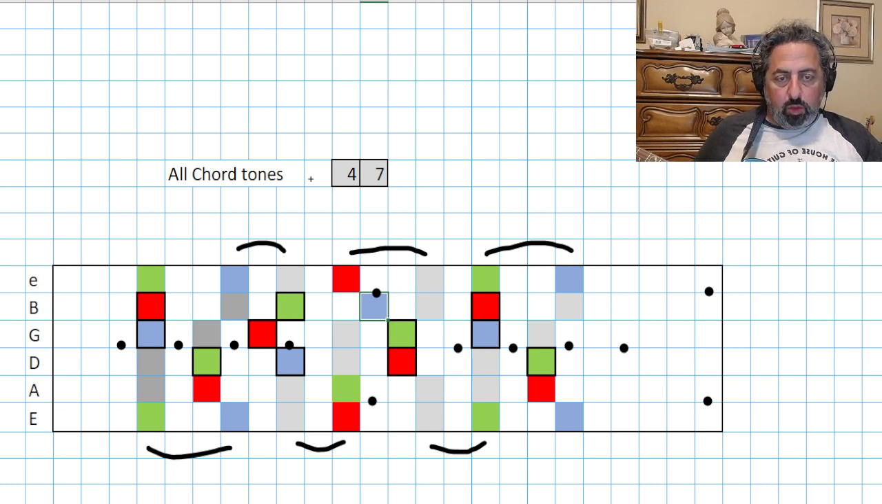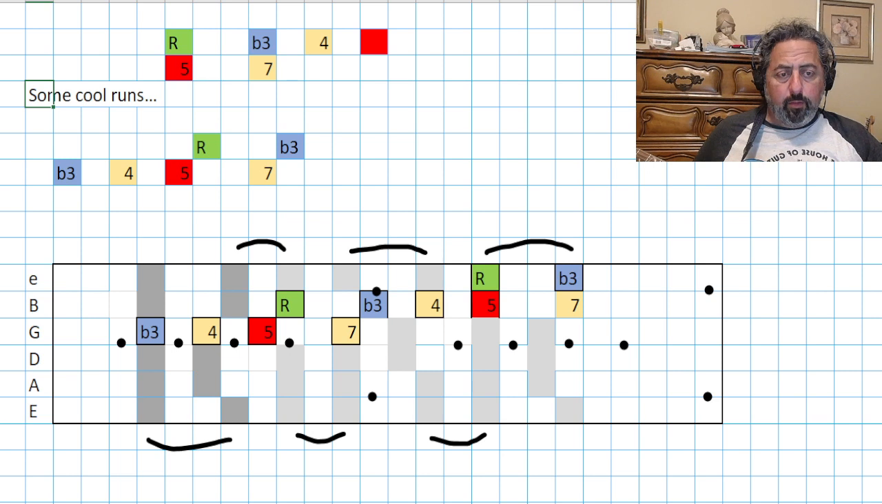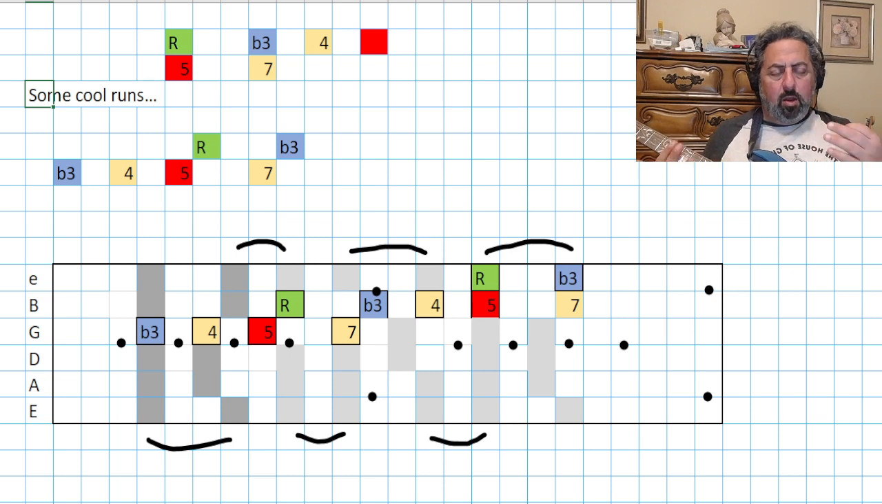So let's get a run in now. Now here's a cool run you could know. And we're going to do this two different ways. This is both the same run, but there's two different ways you can think about this. In this one, I've got like a runway here, the 3rd to the 4th to the 5th. And once you get to the 5th, it's easier to see here.